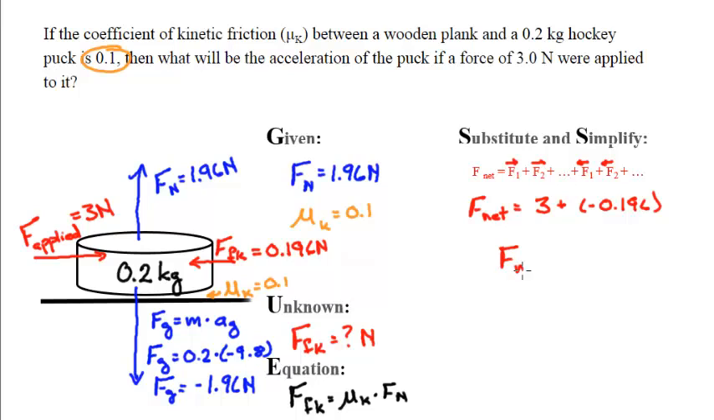So my force net equals 2.804 newtons in this direction. This way wins. Why is that important? Because now I can use Newton's second law. I can say that the force net equals mass times acceleration, and in reality that is the thing that I want to find in the end.